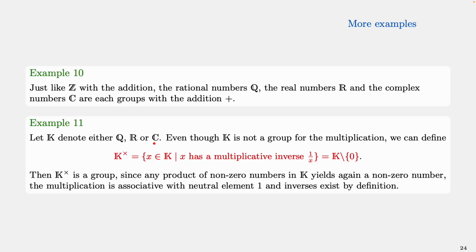And for these three here, this is the same as simply taking K without 0, because every element in either of these sets that is different from 0 does have a multiplicative inverse element 1 over x. And then, indeed, this K times becomes a group, since any product of non-zero numbers in K again yields a non-zero number, so this is closed under the multiplication. It's associative, we have the neutral element 1, and the inverses exist by definition here. So that makes it a group.